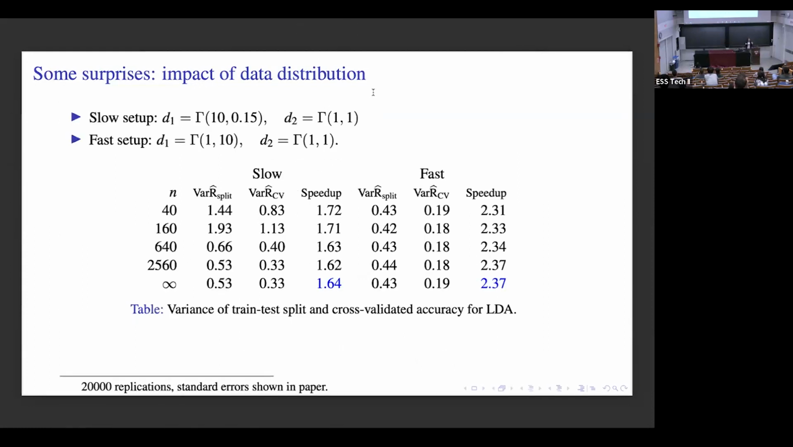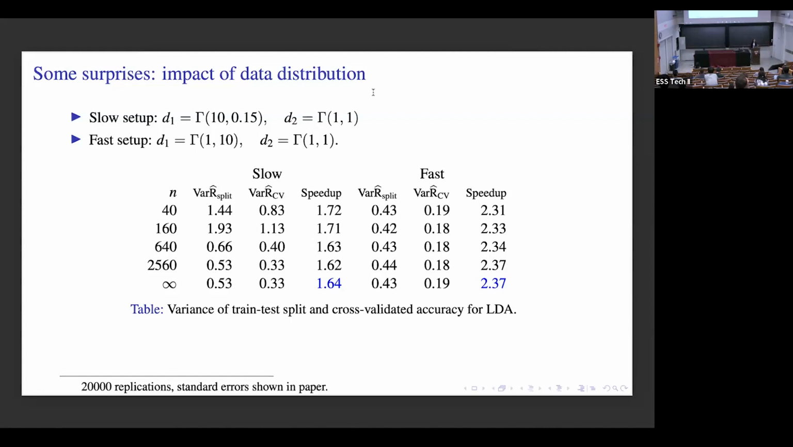If I choose D1 to be a gamma with parameters 10, 0.15, and D2 to be a gamma with parameters 1, 1, then rho will be positive, and doing two-fold cross-validation is like having less than 2 times more data to estimate the split risk. The dependence between the folds is hurting you, and the k-fold cross-validated risk is not converging as fast as we would hope for it to.